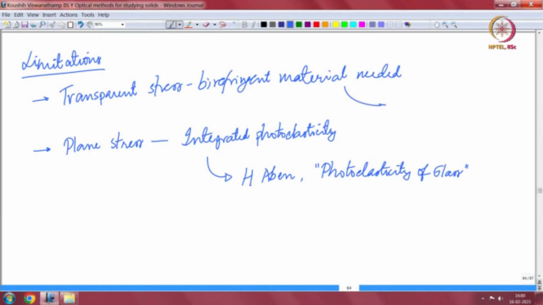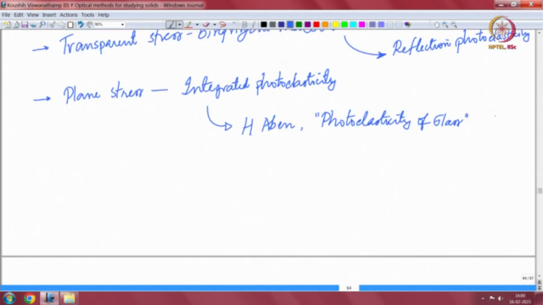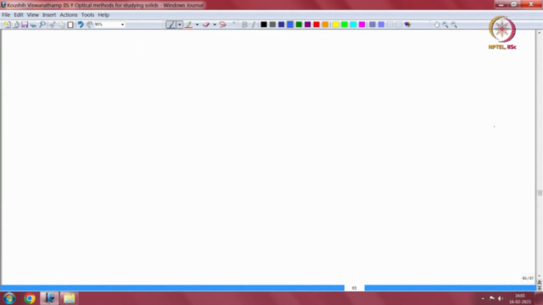The need for a transparent material, one more recent way, like I mentioned at the start, to get around this is to do something called reflection photoelasticity. Okay. Now, I will talk a little bit about this. I will introduce the basic idea and sketch out the basic equation, and then we will conclude our discussion of photoelasticity itself with this. But let us see what reflection photoelasticity is.